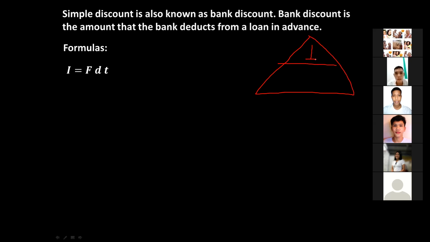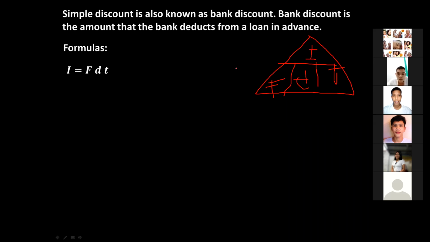I, then FDT sa baba. F, D, and then T, para hindi na kayo mahirapan mag-memorize ng formula, no? Mahirap lang magsulat. Kapag hinanap mo ang F, takpan mo ang F, I over DT times 100%. Kapag hinanap mo ang time, I over FD. Kapag hinanap mo ang I, takpan mo ang I, FDT. Nakuha ba natin?